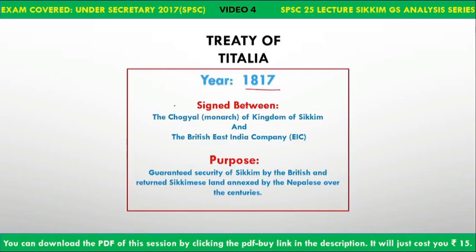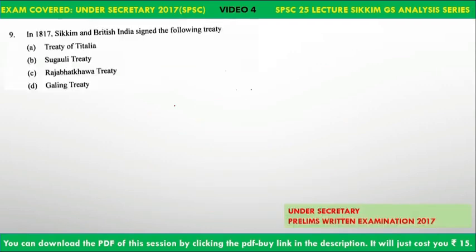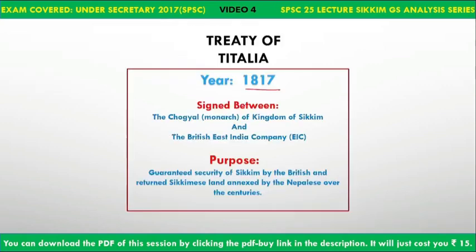The Treaty of Titalia was signed in the year 1817, which happens to be our answer as well, as the question is, in 1817, Sikkim and British India signed the following treaty. So our answer is Treaty of Titalia. It was signed between the Chogyal of the Kingdom of Sikkim and the British East India Company.